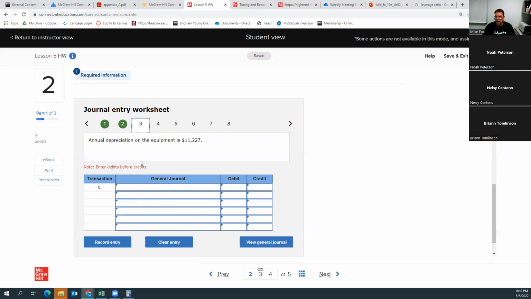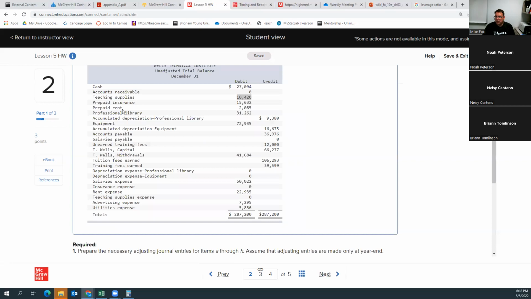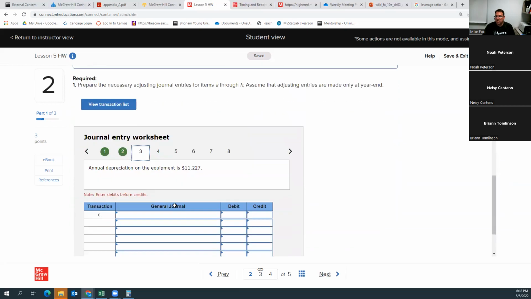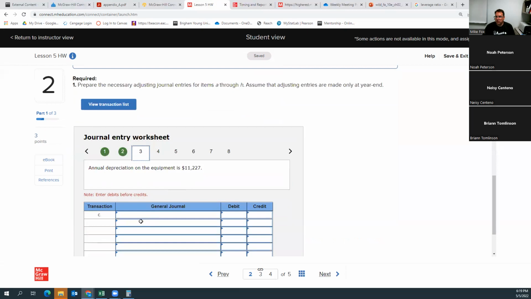All right, the third one, our annual depreciation on our equipment is $11,227. In this case, it's telling us the amount of depreciation, which recognizes the amount of the asset used up. I guess they have an asset called professional library and one called equipment that they've used up during the year. Oh, so this is for the equipment. They've used up 11,227. So we're going to record a depreciation expense on the equipment and then record accumulated depreciation on the equipment.